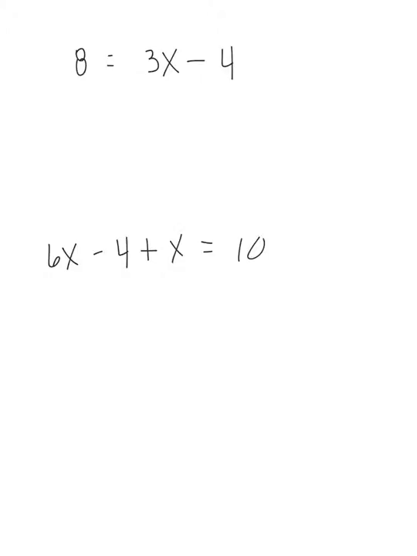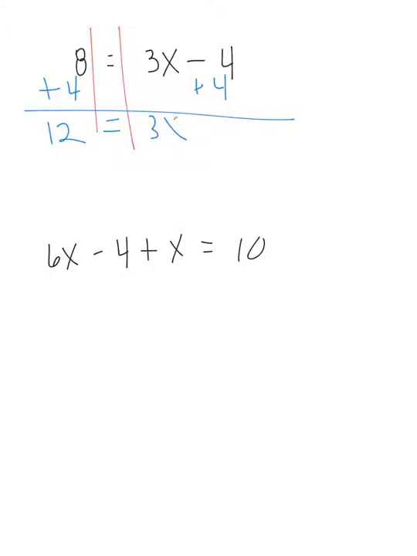Here we have 8 equals 3x minus 4. So we are going to add 4 to both sides. We have 12 equals 3x. Divide both sides by 3. 4 equals x.